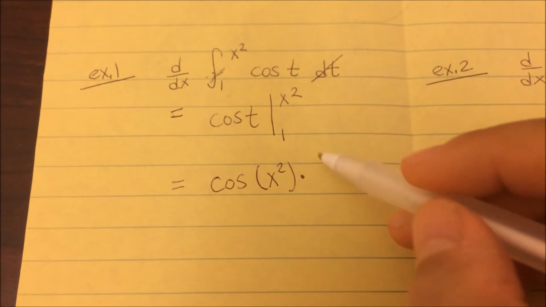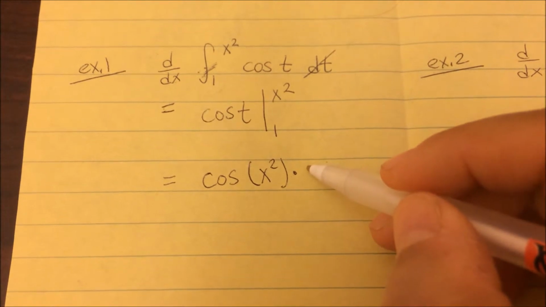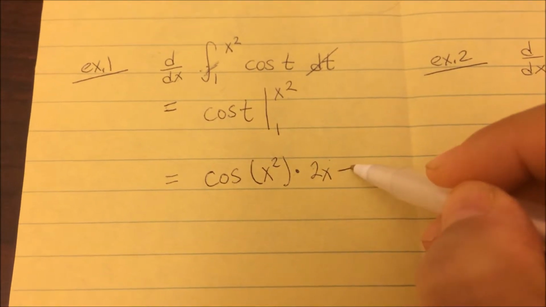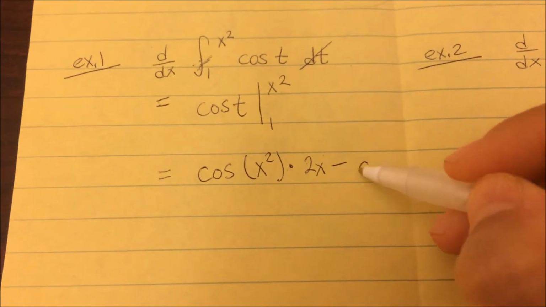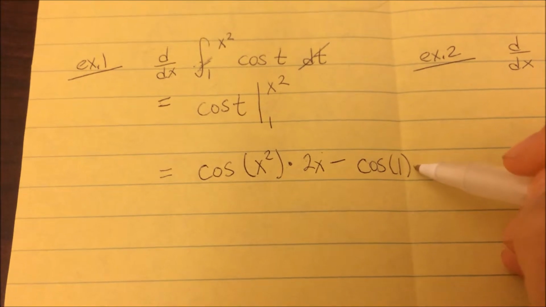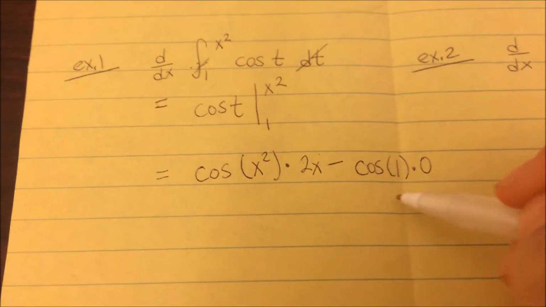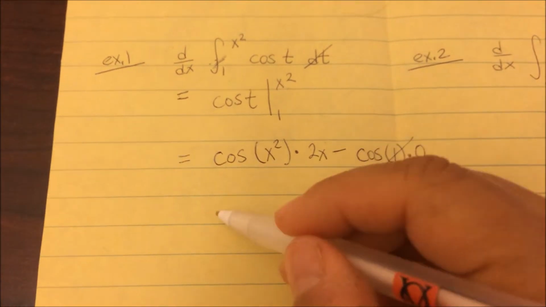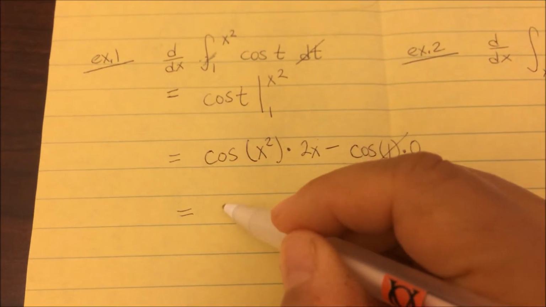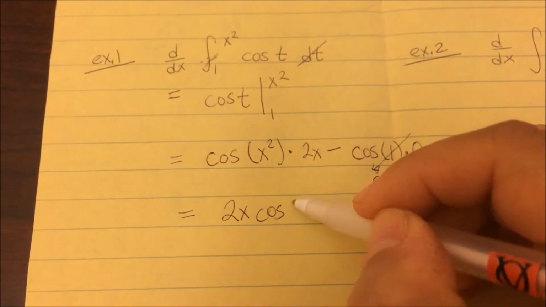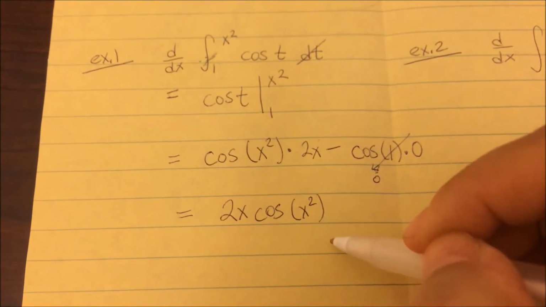So when I take the derivative of the limits, which is the x squared, the derivative of x squared becomes 2x right here. Then it's still minus, and then I do the same thing on the next part. So it's cosine, and then I have 1. Derivative of 1 is 0 right there. Okay, so obviously this cancels out to 0 because anything times 0 is 0. So then you're just left with, I'm going to put the 2x in the front here, and then cosine x squared, and that's my final answer right there.